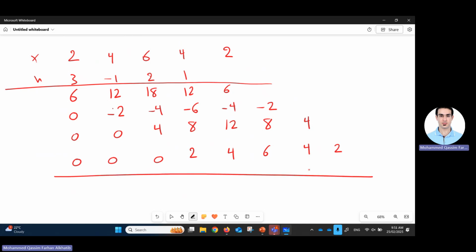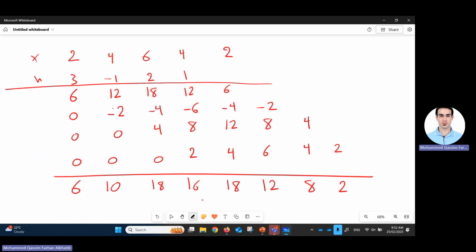Then you just do the summations. So my first element is 6. 12 minus 2 is 10. 18 minus 4 and 4 will cancel each other, so I'll have 18. 12 minus 6 is 6, plus 8 is 14, plus 2 is 16. 6 minus 4 is 2, plus 12 is 14, plus 4 is 18. 8 minus 2 is 6, plus 6 is 12. Then 8, 2. And that's it.